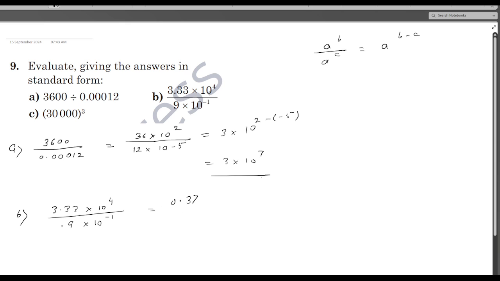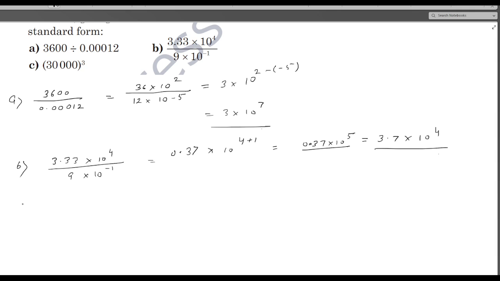So 3.33 divided by 9 is 0.37 into 10 power 4, and the denominator is 10 power minus 1. So this minus will go up as plus 1. Your final result is 0.37 into 10 power 5, but this is not the standard form. For standard form, your number should be between 1 and 10. So I will write this as 3.7 into 10 power. Now as I'm moving my decimal from left to right, the power will decrease. So it will become 10 power 4. So 3.7 into 10 power 4 is your result.